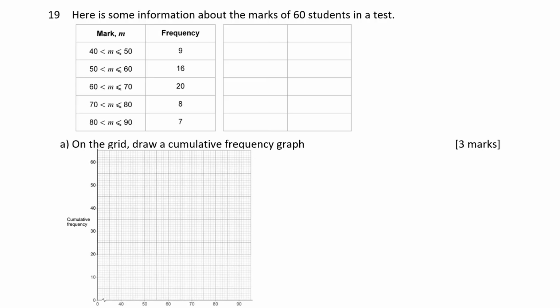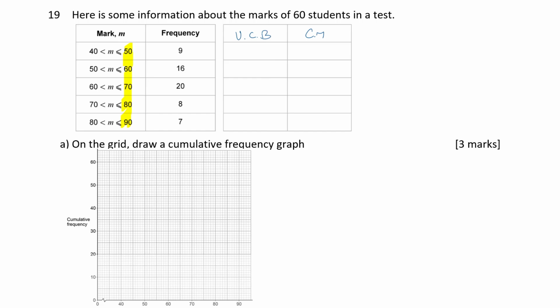Question 19. Here is some information about the marks for 60 students in a test. So we've got a grouped frequency table, and underneath it says, on the grid, draw a cumulative frequency graph. Okay, so cumulative frequency is upper class boundary against cumulative frequency. So upper class boundary is the highest value of each one, so it's these numbers here, isn't it?